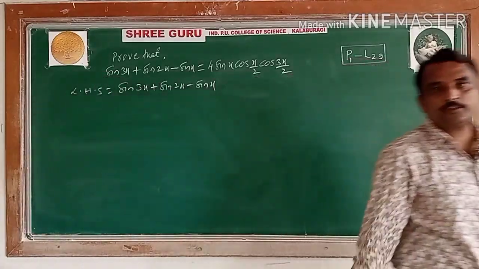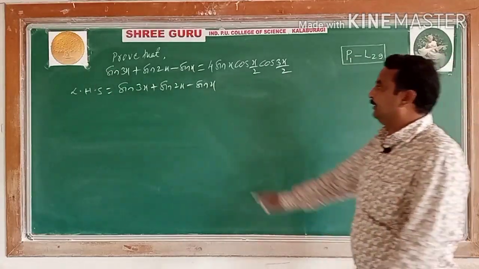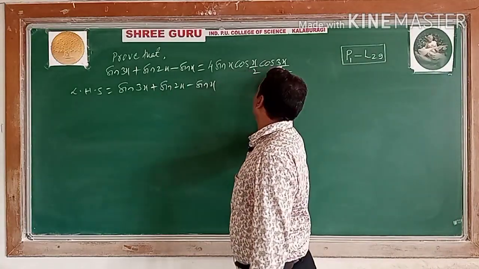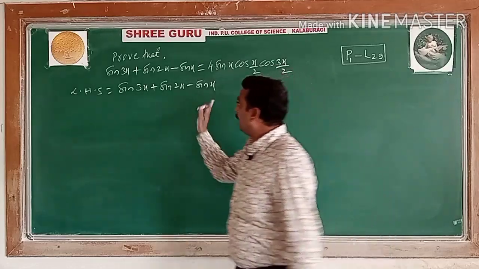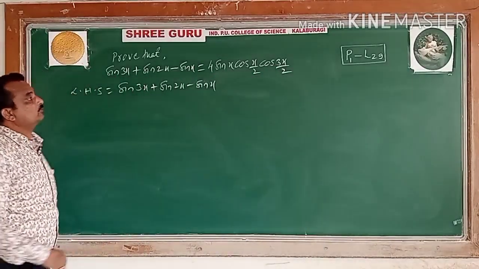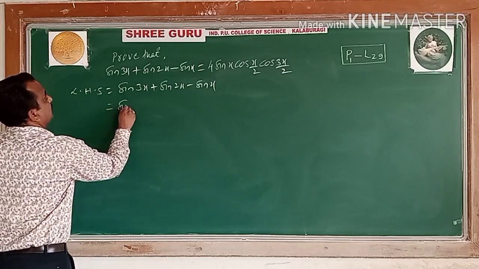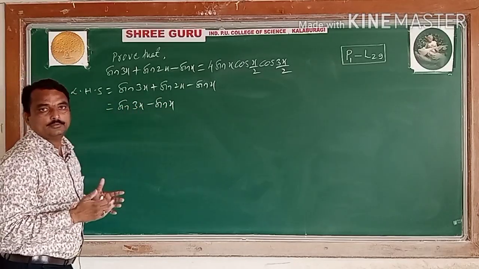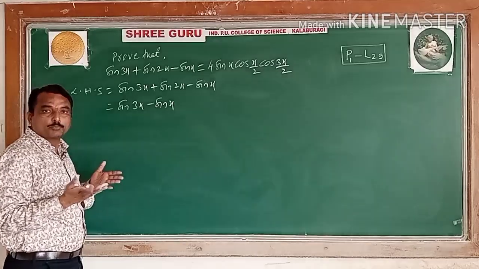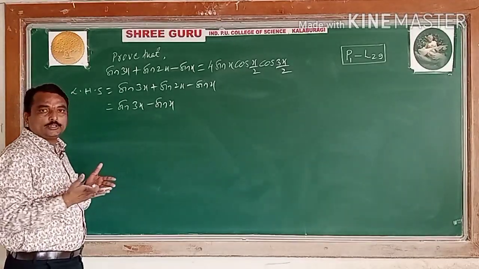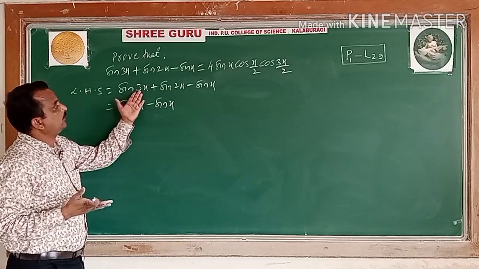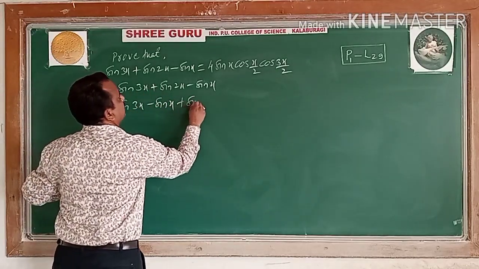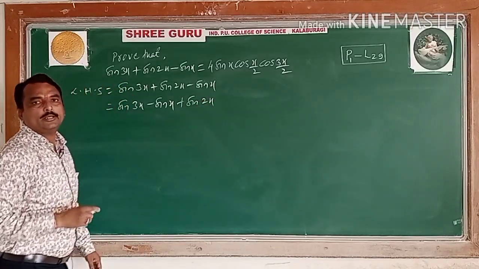Here also I will arrange the terms. I will not take 5x, 3x plus 2x; you do not need 5x by 2, you need 3x by 2. So I will arrange 3x and x on one side, to comfortably prove the RHS. According to that you have to arrange the terms. Here I have taken sin 3x and sin x on one side, and this sin 2x remains as it is.